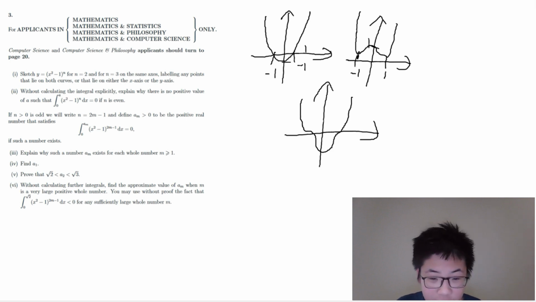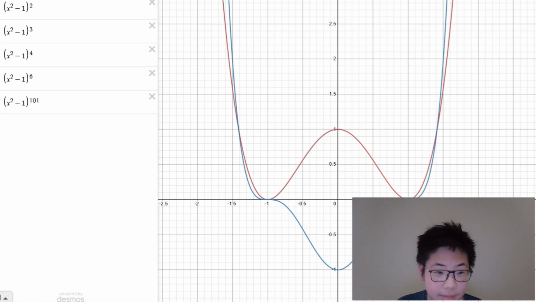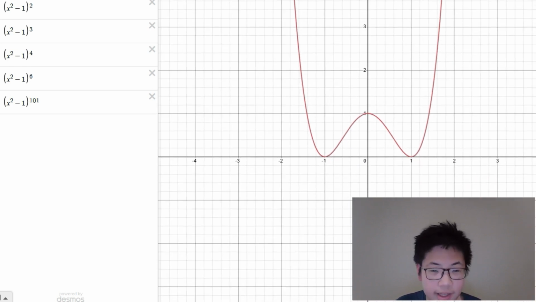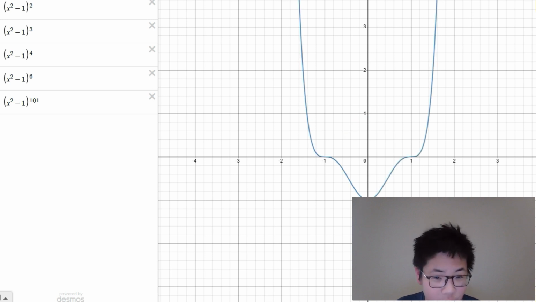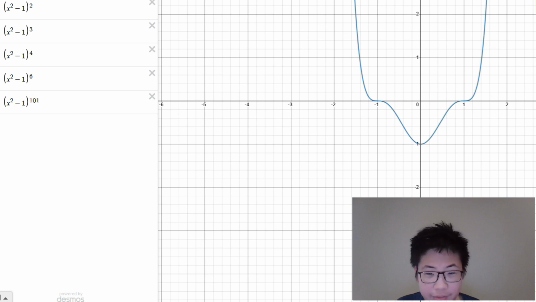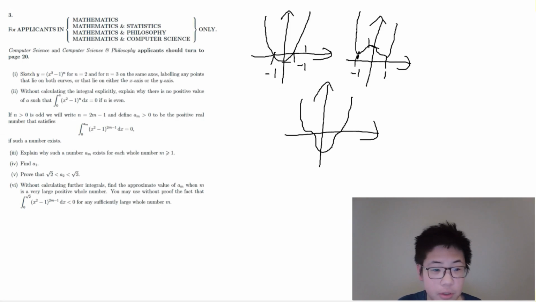And the Desmos graphing calculator does better sketches than me. So here you can see (x squared minus 1) squared with the same x-intercepts and a different y-intercept, this time it's squared. And you will have (x squared minus 1) cubed, which will have x-intercepts at -1 and 1, and then the same y-intercept as before.